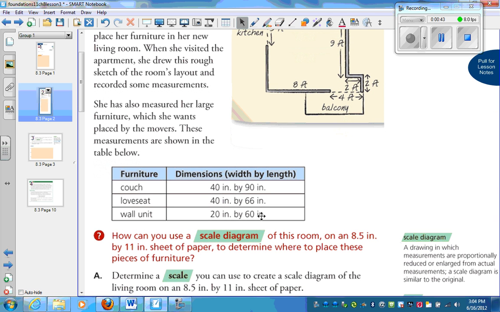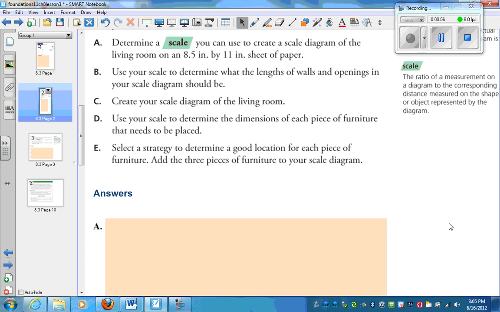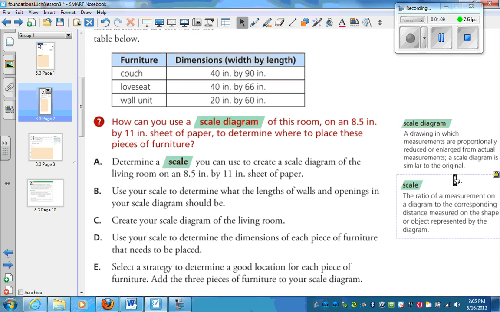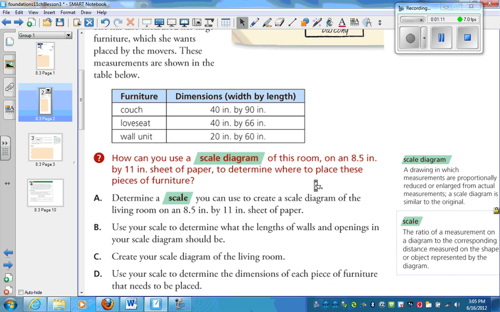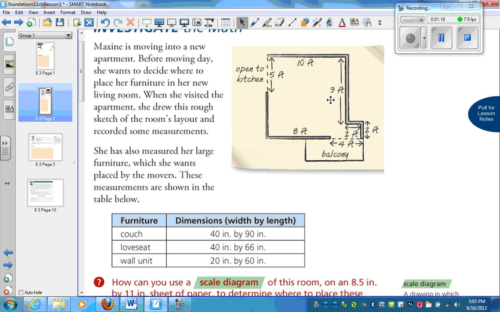So how can you use a scale diagram of this room on an 8.5 inch by 11 sheet of paper to determine where to place these pieces of furniture? We need to determine a scale, and a scale is the ratio of the measurement on a diagram to the corresponding distance on the shape measured on the object. So it's the diagram to the object, that's your scale. So we need a scale we can use to create a scale diagram on an 8.5 by 11 inch paper. So we need some scale that's going to fit these measurements. It's not going to be teeny tiny or too big. We have to figure out a scale.